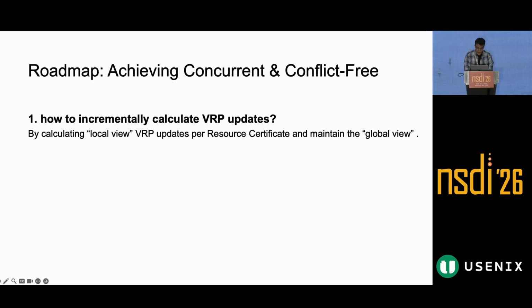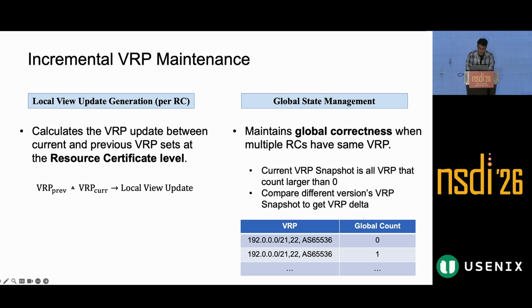And to achieve this, we follow a three-step roadmap. First, how do we incrementally calculate VRP updates to feed the pipeline? Instead of generating all VRP updates at the end of the validation run, we calculate VRP updates locally per resource certificate. That is our local view update generation. We check the VRP set from the previous and current runs for each RC, allowing us to generate a local VRP update during the validation run.